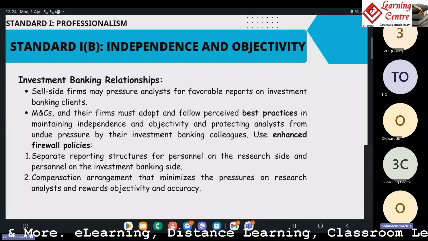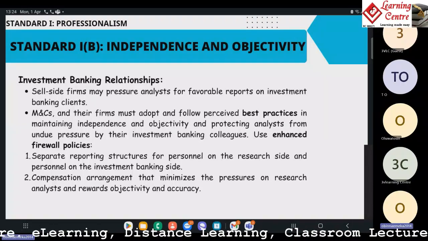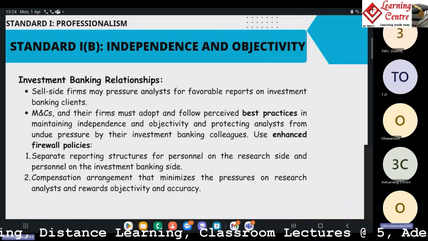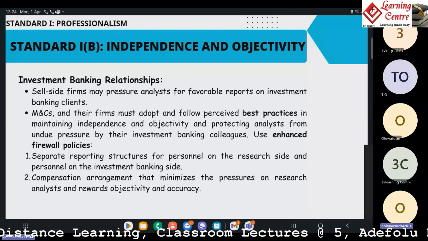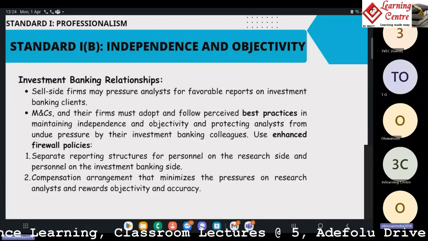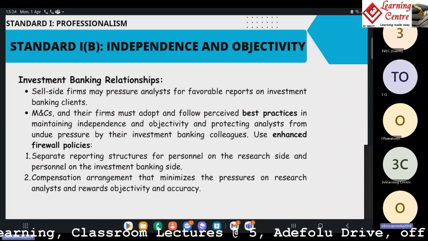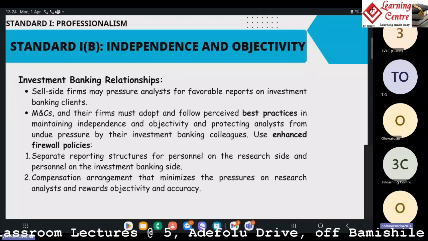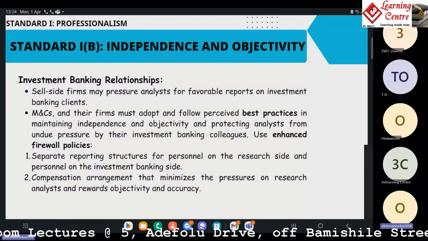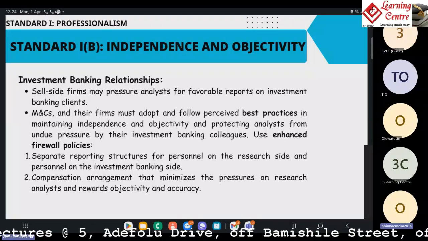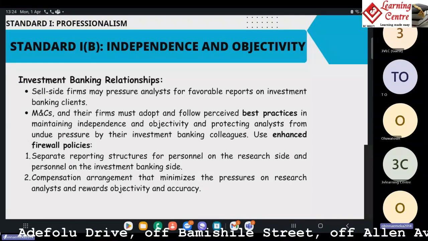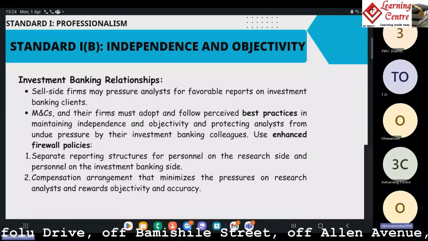The recommendation is that we can use enhanced firewall protection. The enhanced firewall protection can come in two folds. We can separate the reporting structures for personnel on the research side and the personnel on the investment banking side, so that we can reduce the pressure the research side is facing from the investment banking side.